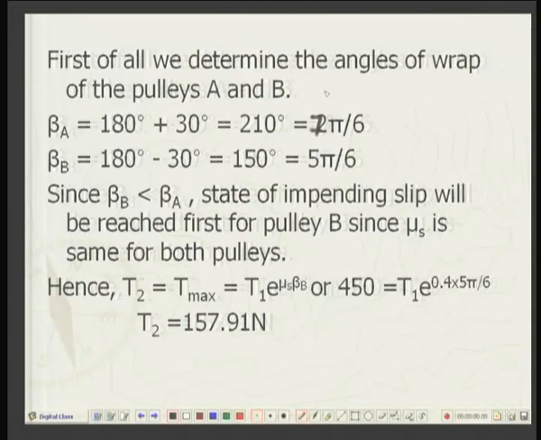So the maximum tension on the pulley B, T max, is calculated as T1. So T2 over T1 is equal to e to the power mu s into beta B. So the maximum tension is known as 450. So T2 is found out to be 157.91 newtons.